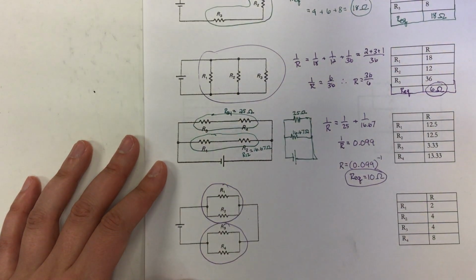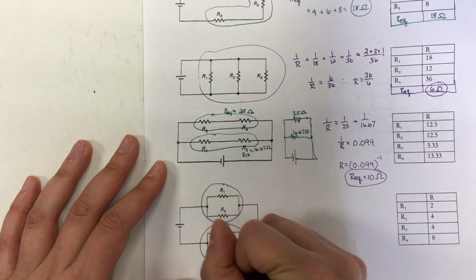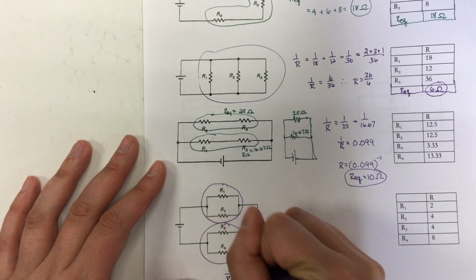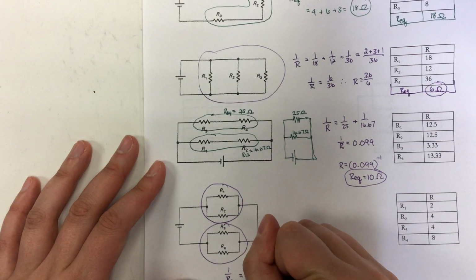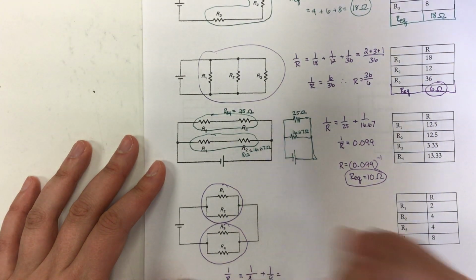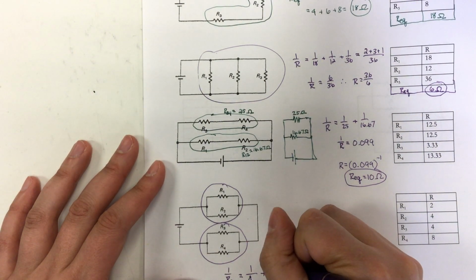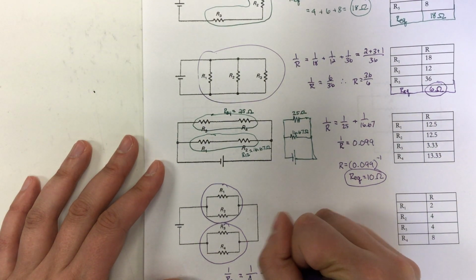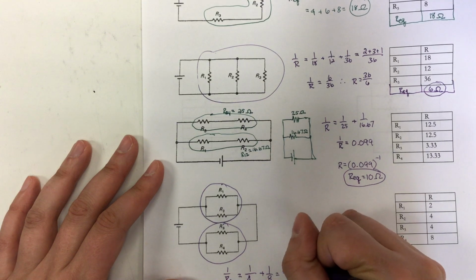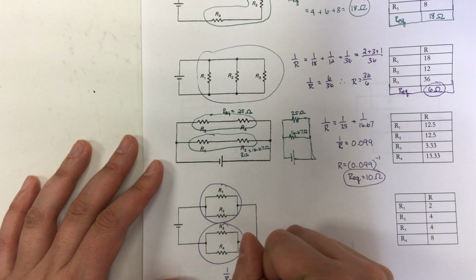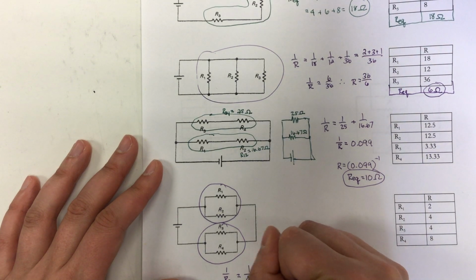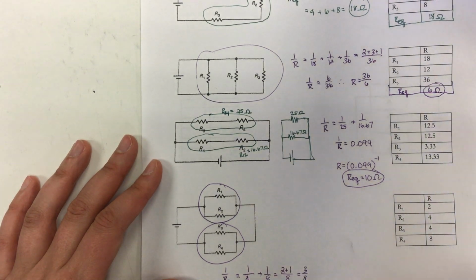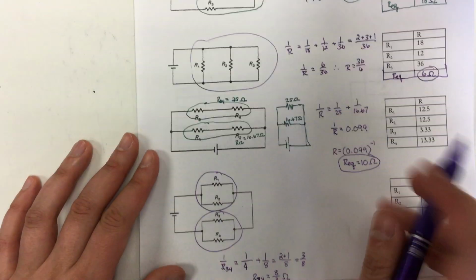R3 and R4 are in parallel. Getting the equivalent resistance of each section would be 1/4 plus 1/8. I can least common denominator this. So this is 2 plus 1 over 8, or 3/8. So R34, the two resistors on the bottom, act like 8/3 ohms. R1 and R2 on the top.